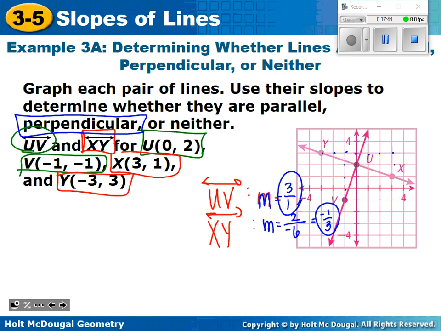We know parallel lines have the same slope, but you said they can't have the same y-intercept, right? Because if they had the same slope and the same y-intercept, they would be the same line. So up here under parallel lines, I'm going to put different y-intercepts.